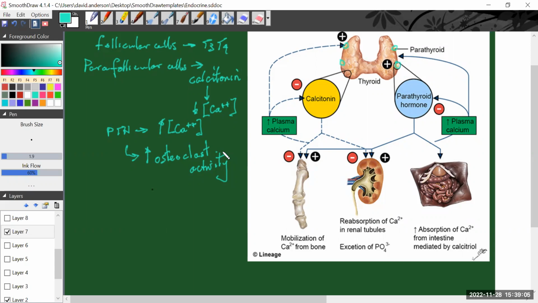And if we're trying to increase blood calcium levels at the kidney, we'll promote reabsorption. And the third target for the parathyroid hormone is the digestive system. So in the presence of vitamin D, we can absorb more calcium from our diet. So that's three ways to get our calcium levels up.